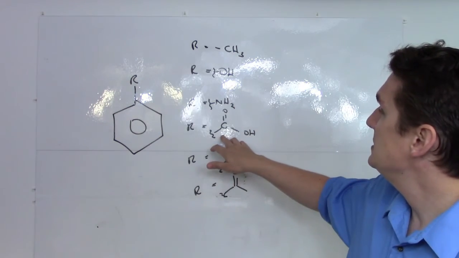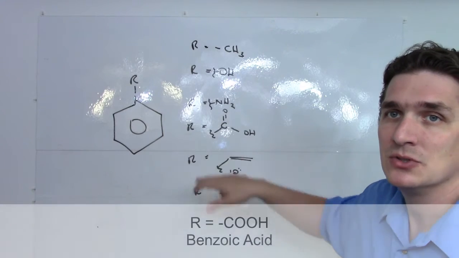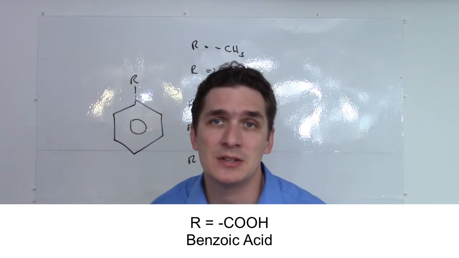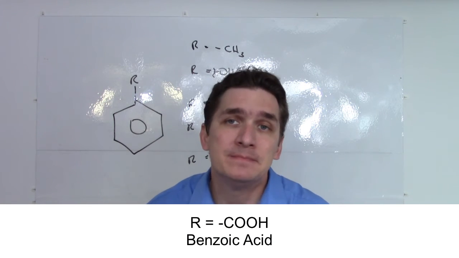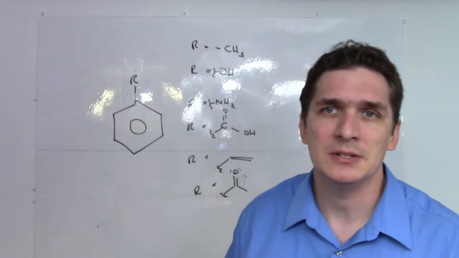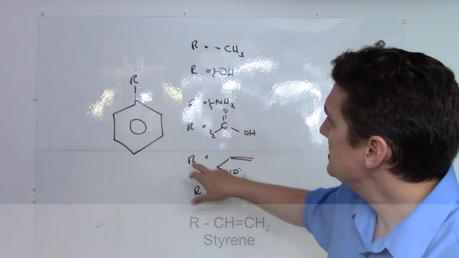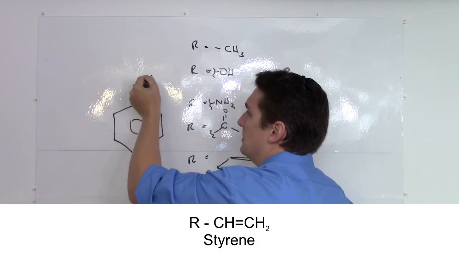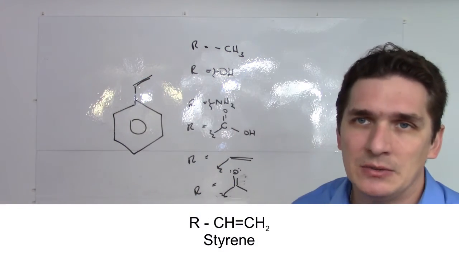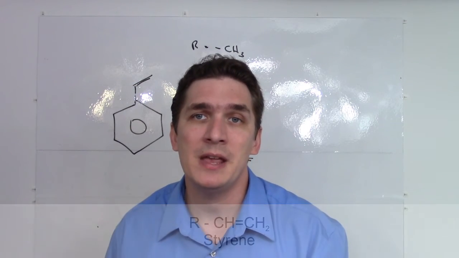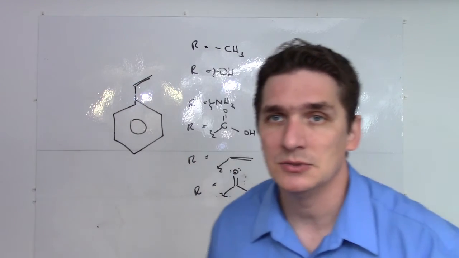If R is a carboxylic acid group, this is benzoic acid and shows up a lot. Sodium benzoate, if I remember correctly, that's actually a derivative, so actually ends up occurring quite a bit in terms of chemistry. If it is a double bond, so we have a carbon coming off with a double bond, this is called styrene, and you probably know this from polystyrene. So polystyrene is a polymer made off of this styrene derivative.